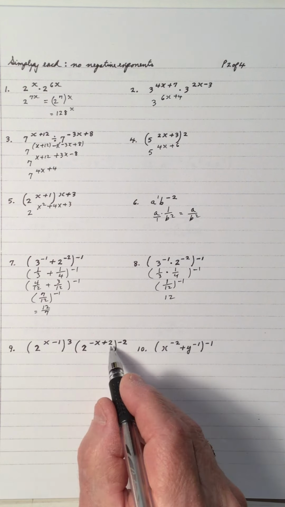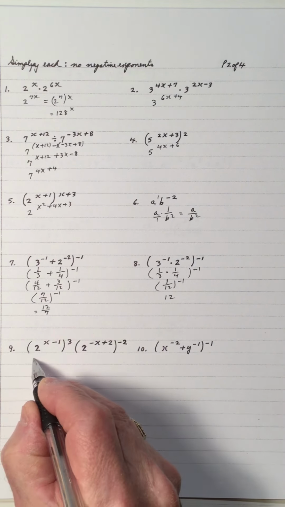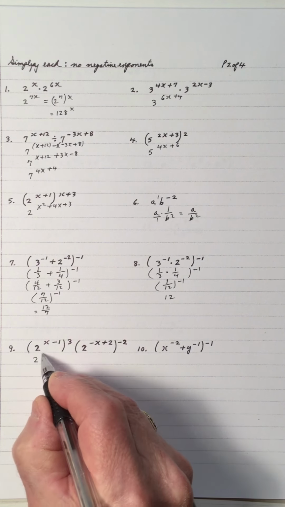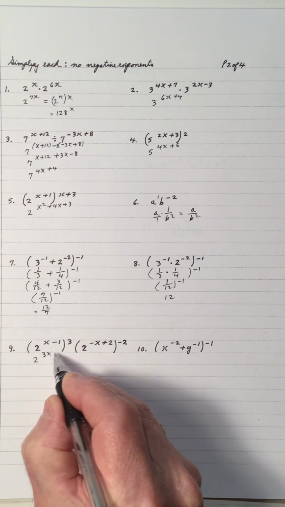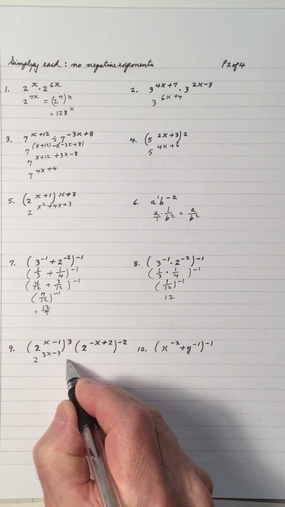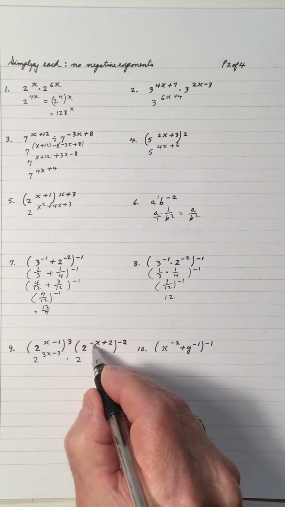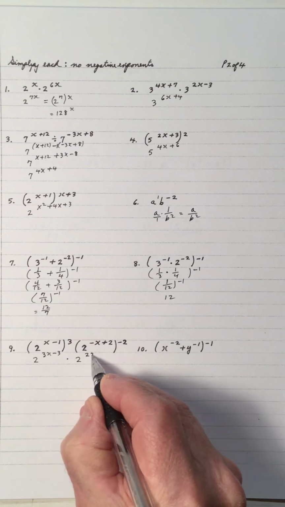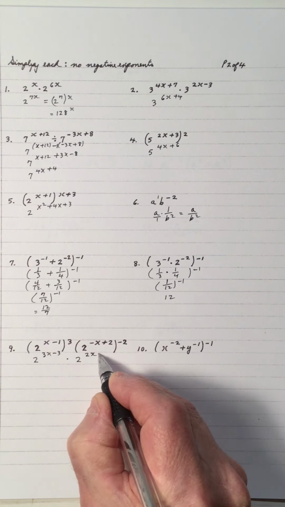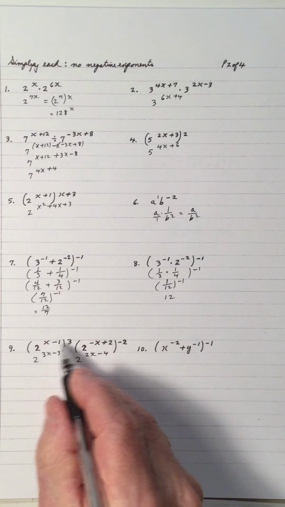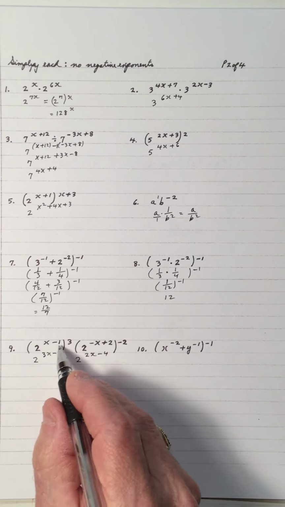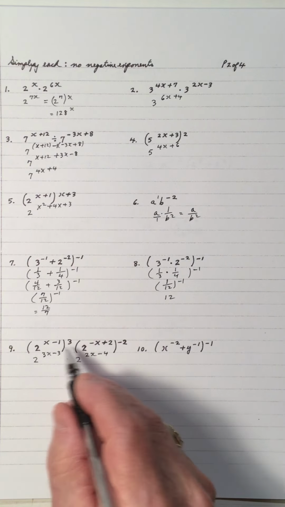Number 9, we have powers over powers. So we have 2. 3 times x is 3x. 3 times negative 1 is negative 3. That's a multiplication. So that's 2 multiplied. Negative x times negative 2 is 2x. 2 times negative 2 is negative 4. Now we have rid of the powers. In essence, we cubed it and squared it, but it's the power of a power.